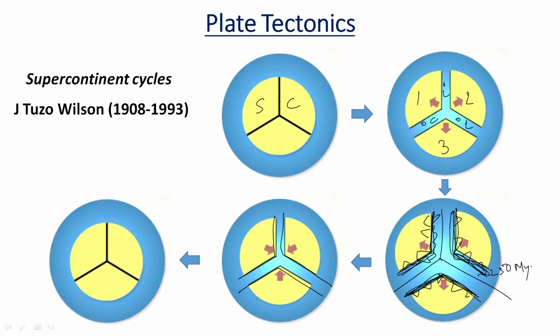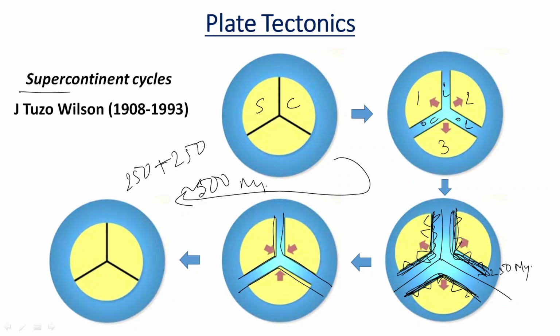So, this separation and union of these continents will take 250 plus 250 million years, a total of around 500 million years to complete this cycle of separation of continents as well as union of continents. So, this whole cycle of supercontinent separation and unification takes a time of 500 million years.